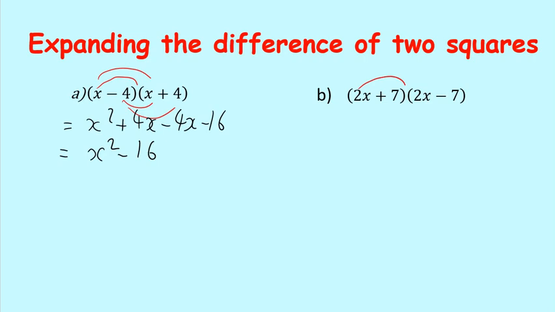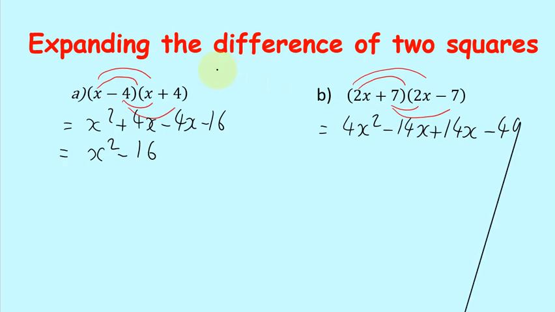For example B, we will expand by multiplying the brackets together, which will give us 4x squared minus 14x plus 14x minus 49. We will then collect like terms, which will leave us with the answer of 4x squared minus 49. Sorry guys, my stylus seems to be not working, but the answer would be 4x squared minus 49.